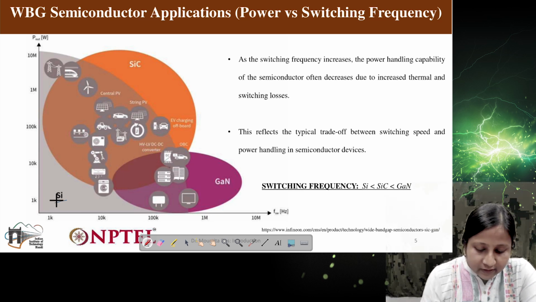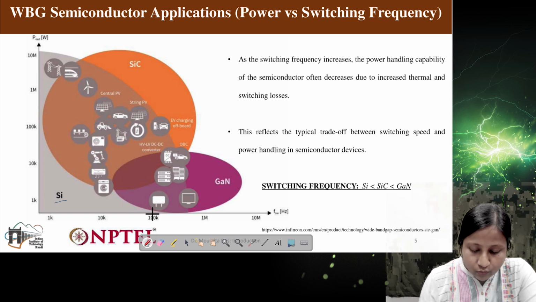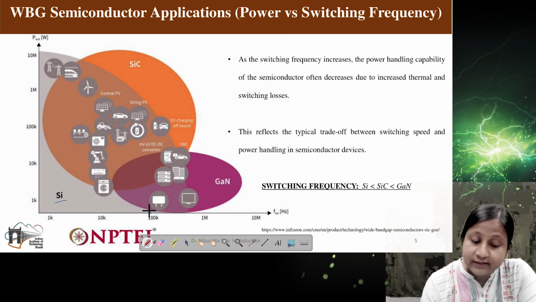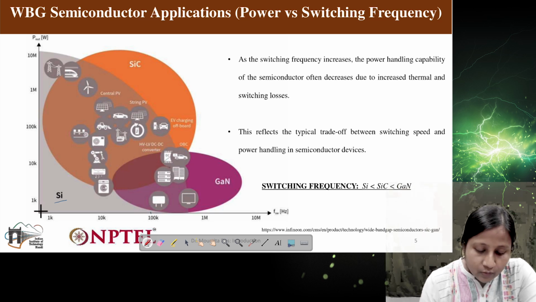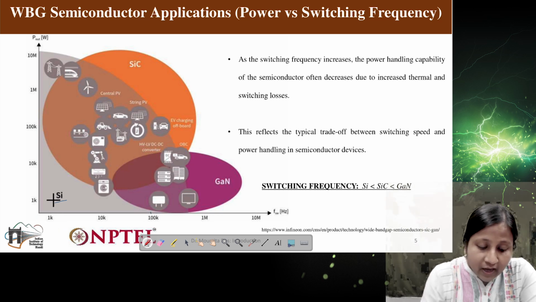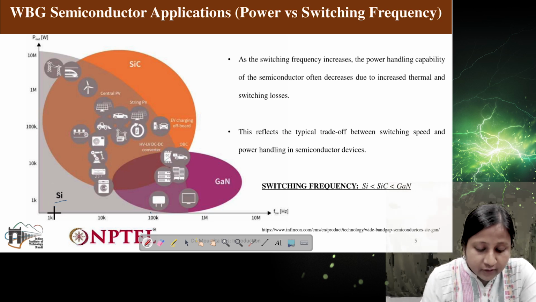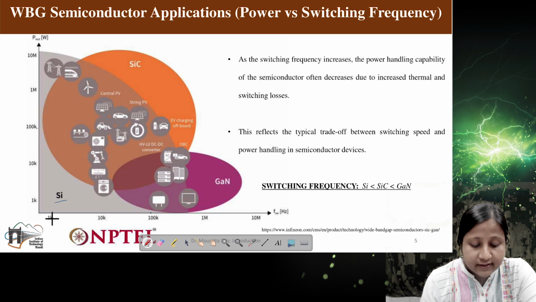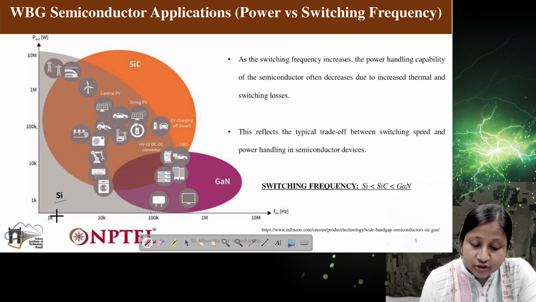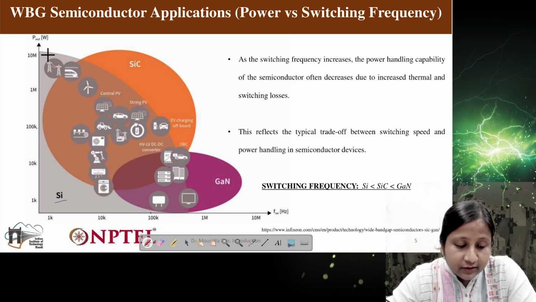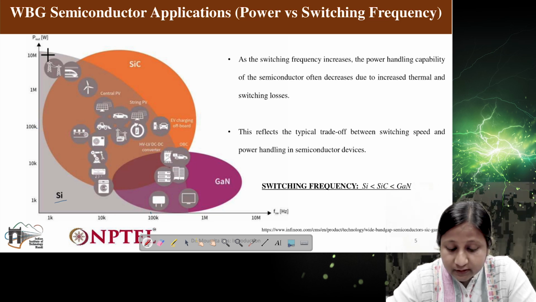In case of silicon, if we go for a higher frequency, let's say 100 kilohertz, then the power level will be limited to less than 1 kilowatt. Now if we try to achieve high power, let's say 100 kilowatts or more, then the frequency will be limited. It can be a maximum of 1 kilohertz or 10 kilohertz. You can see this from this graph, output power versus frequency.